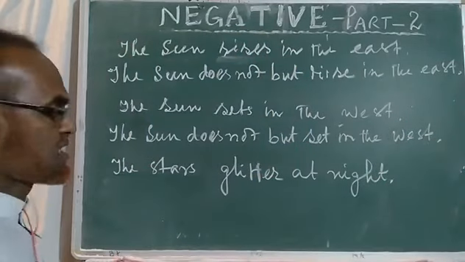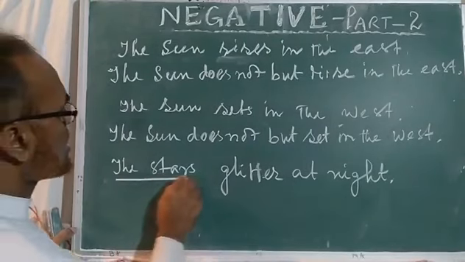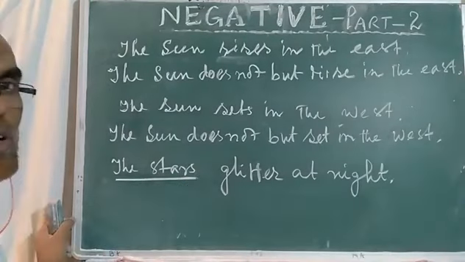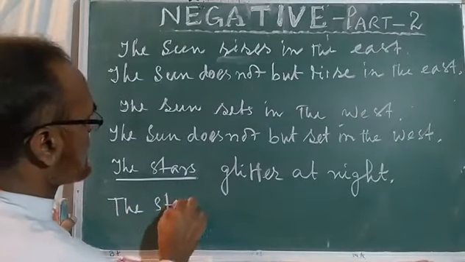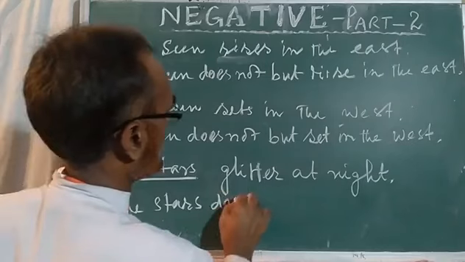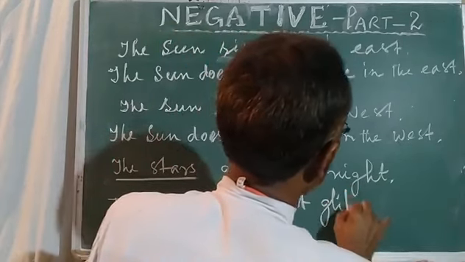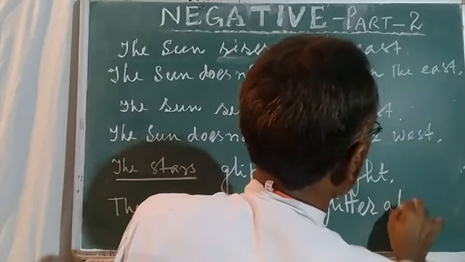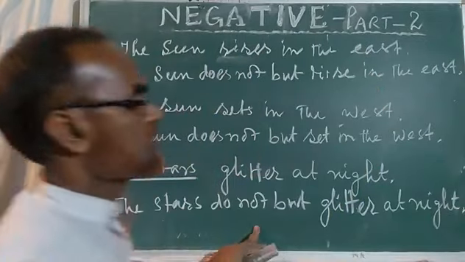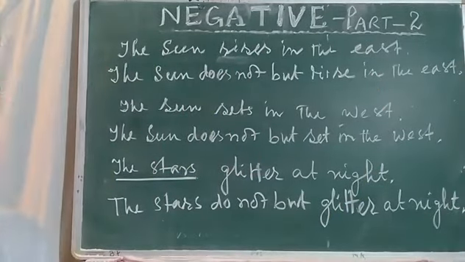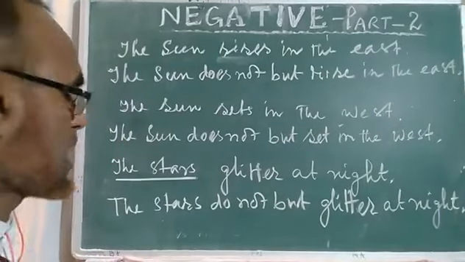But in the third sentence, the stars glitter at night. In this sentence, the subject is third person plural number, so we have to add do not. The stars do not but glitter at night. Thus, we can transfer the universal truth sentences into negative sentence.